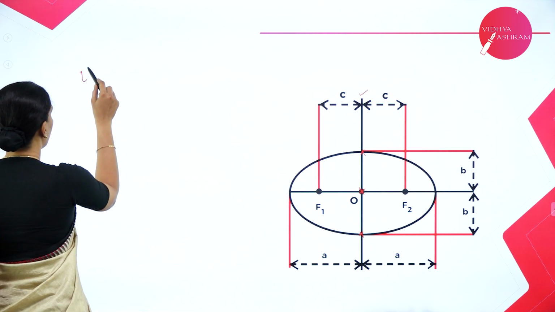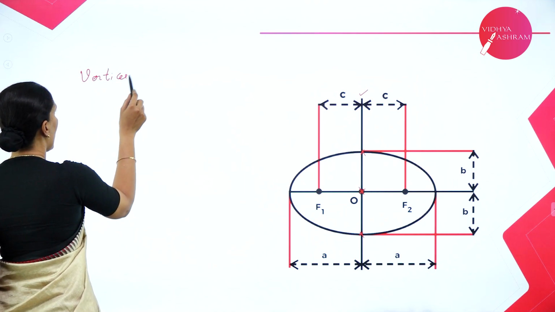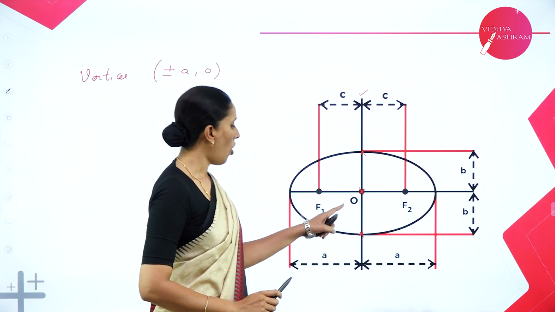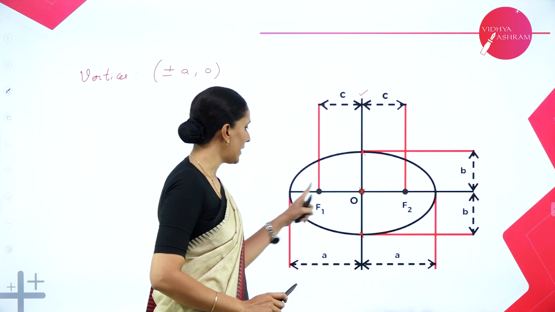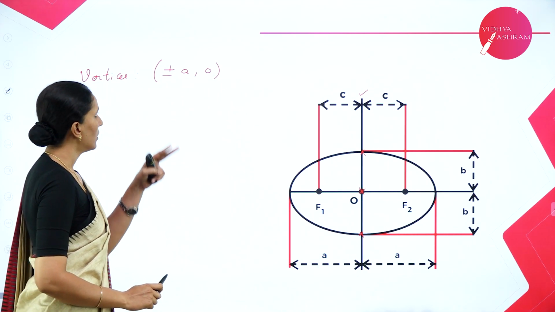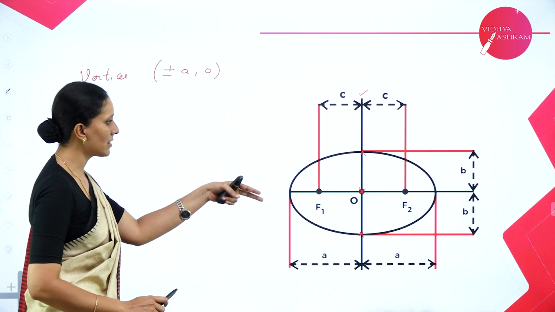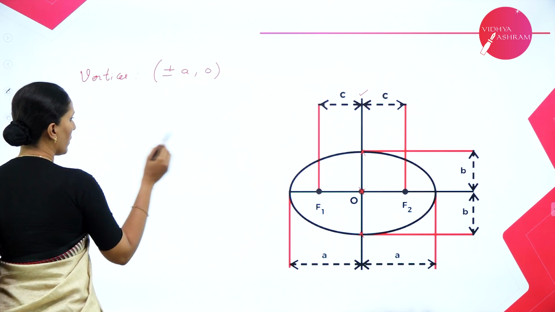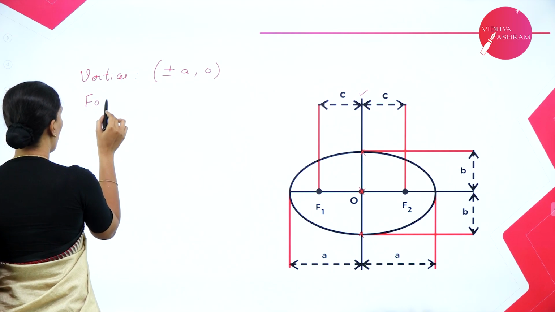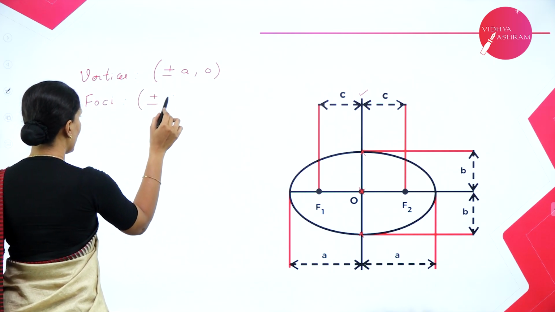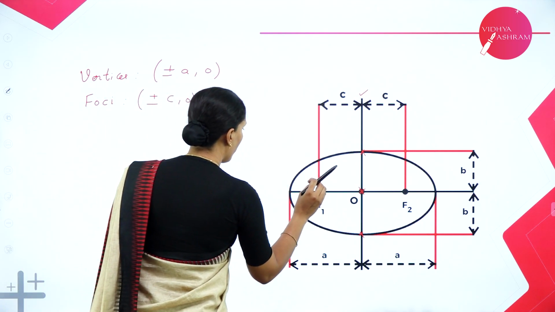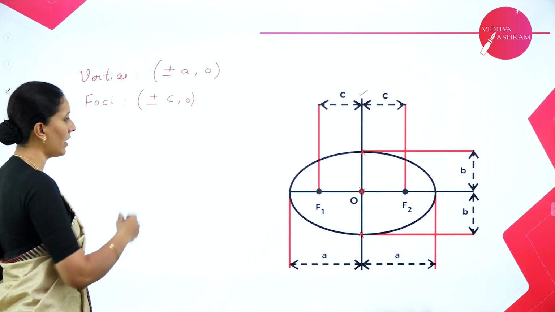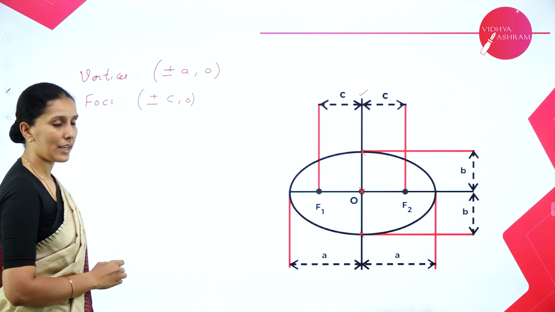So, the vertices can be written in the form of plus or minus a comma 0, because the distance of any vertex from the center is a. So, we have two vertices, that is a comma 0 and minus a comma 0. Hence, the vertices of an ellipse can be written in the form of plus or minus a comma 0. Next, the foci can be written as plus or minus c comma 0, because the distance of the foci from the center is c. So, we have one on the positive side, the other on the negative side. Thus, the foci is plus or minus c comma 0.